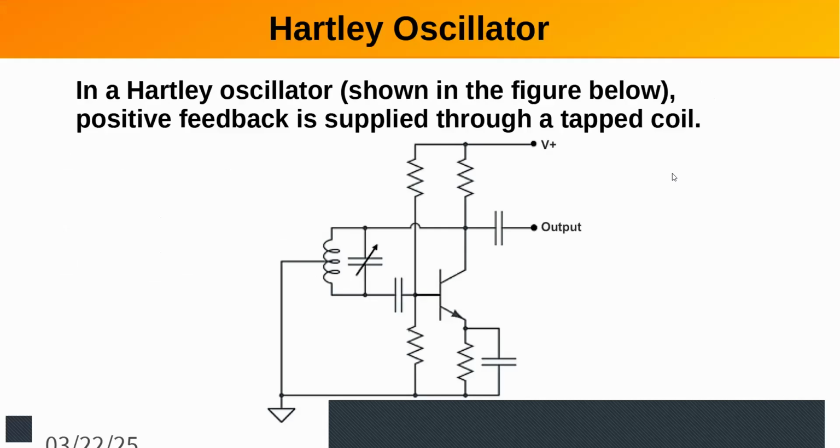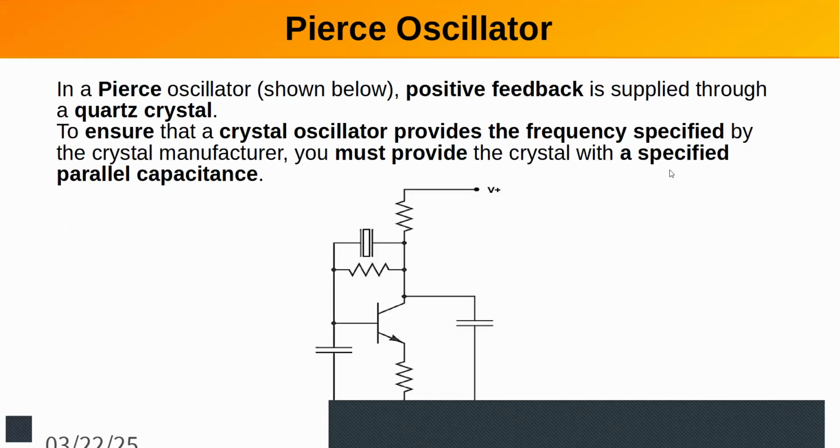In a Hartley oscillator, like I said, it's through a tapped coil in the tank circuit. So it's essentially the same circuit, it's just where you get your feedback. And the Pierce, okay, our feedback is through a quartz crystal. And of course, you have to make sure that you've got the parallel capacitance necessary on that crystal for it to operate at the right frequency.